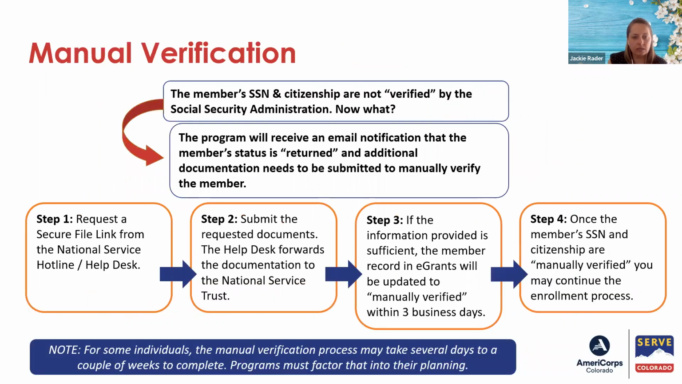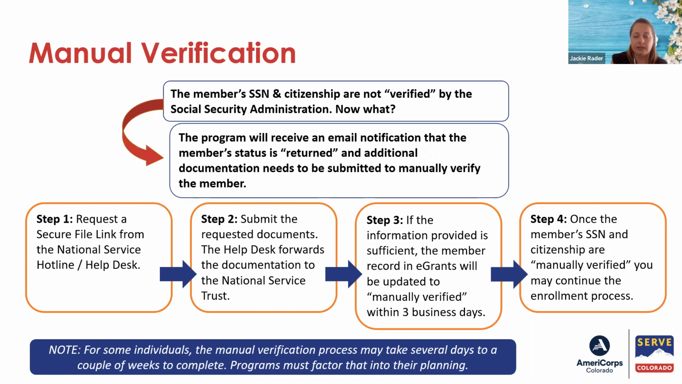So manual verification. The individual's SSN and citizenship are not verified. They came back returned. Now what do you have to do? You may receive an email notification that says that their status is returned and that additional documentation needs to be submitted to manually verify them. So now what you need to do is request a secure file link from the National Service Hotline, or what we commonly refer to as the help desk. They will send you that link, usually within 24 hours. You will submit the requested documents.